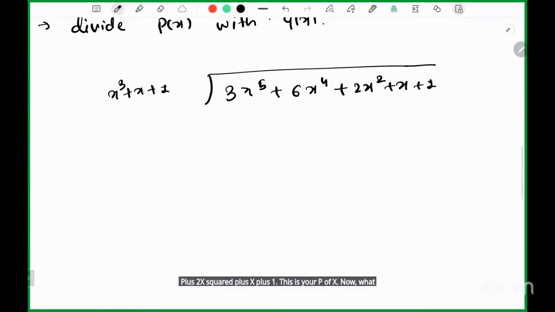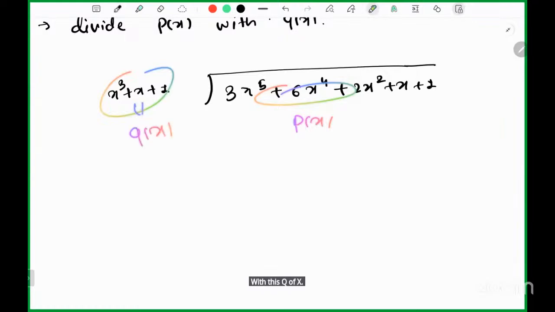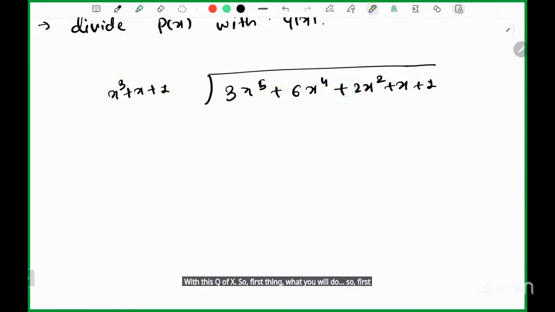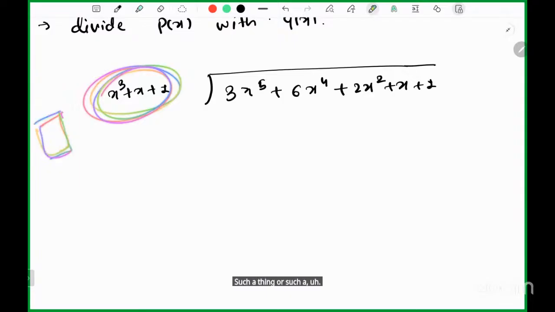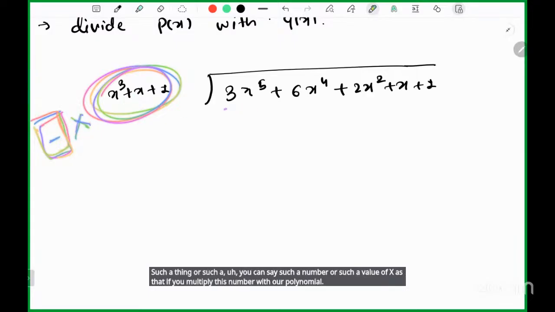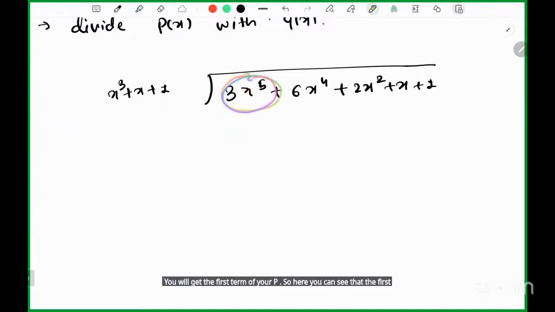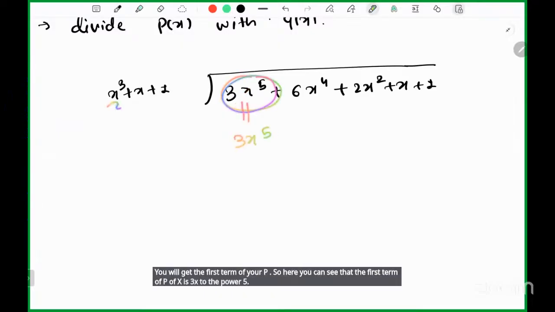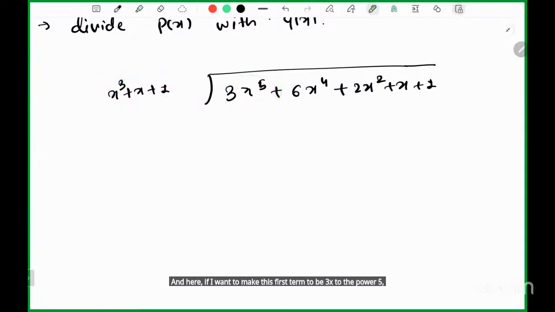Now what I want to do, I want to divide this p of x with this q of x. So first of all, you try to find out such a number or such a value of x, such that if you multiply this number with our polynomial, you will get the first term of your p of x. Here you can see that the first term of p of x is 3x to the power 5. And here, if I want to make this first term to be 3x to the power 5, what is the thing I want to multiply?